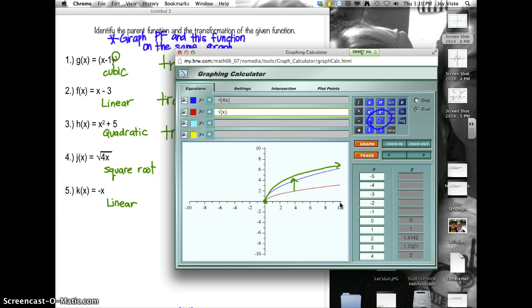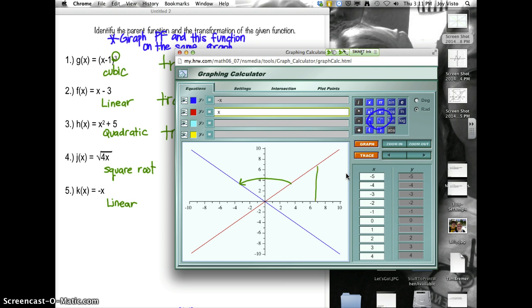We have x and negative x. So we've got to get that graphed. Negative x was our function. x is the parent function. Graph it. We have a reflection. Look at this. It's mirrored from this side over to that side.